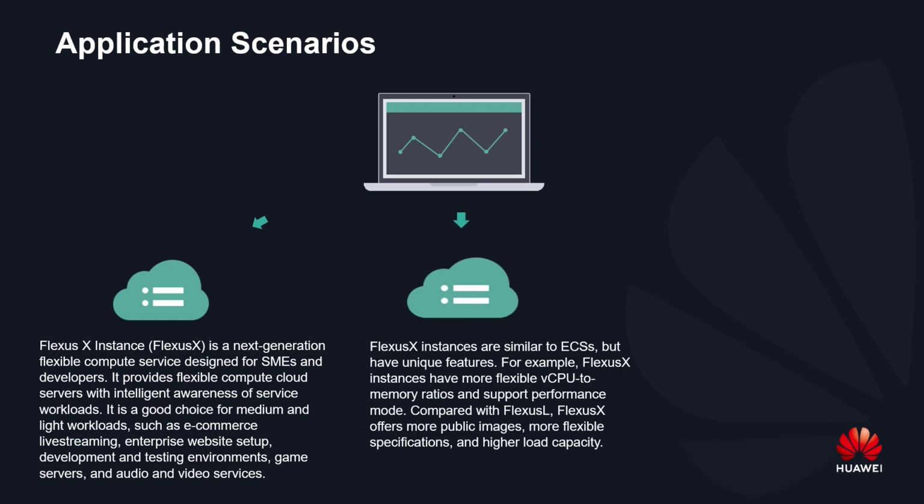FlexusX instances are similar to ECSs, but have unique features. For example, FlexusX instances have more flexible vCPU to memory ratios and support performance mode. Compared with FlexusL, FlexusX offers more public images, more flexible specifications, and higher load capacity.